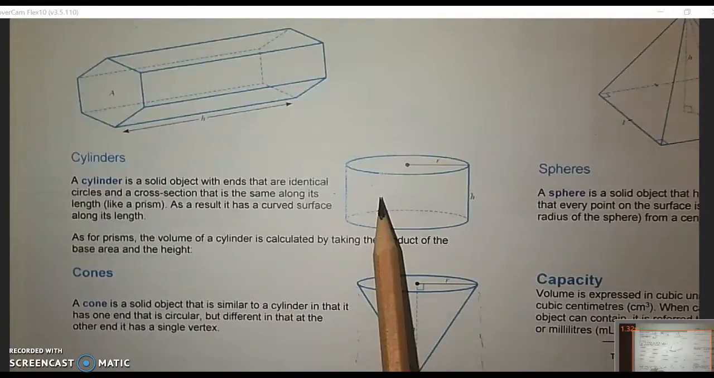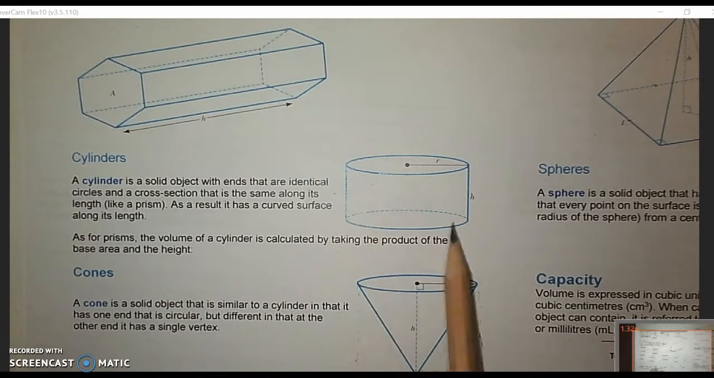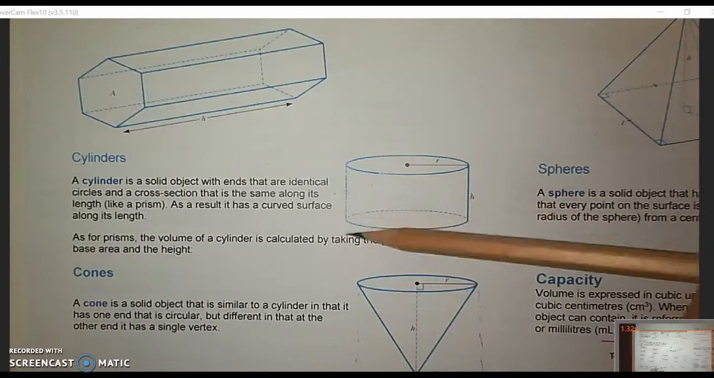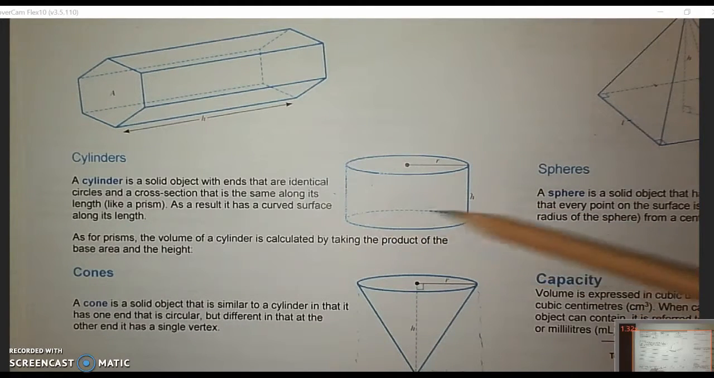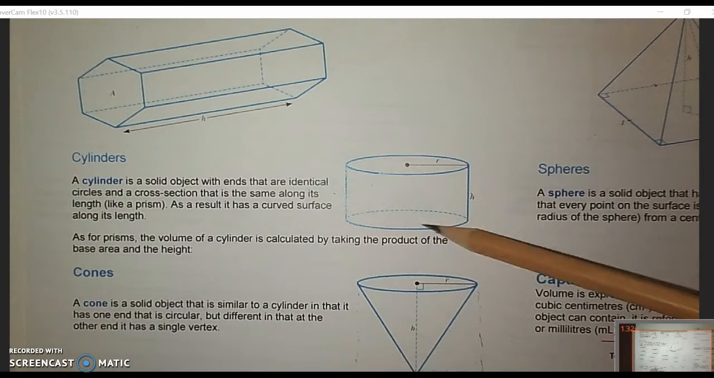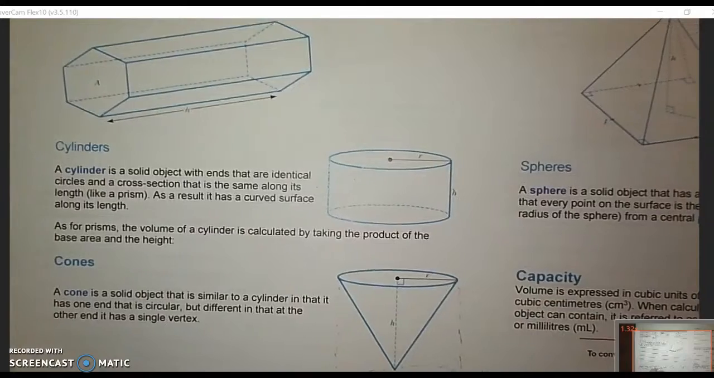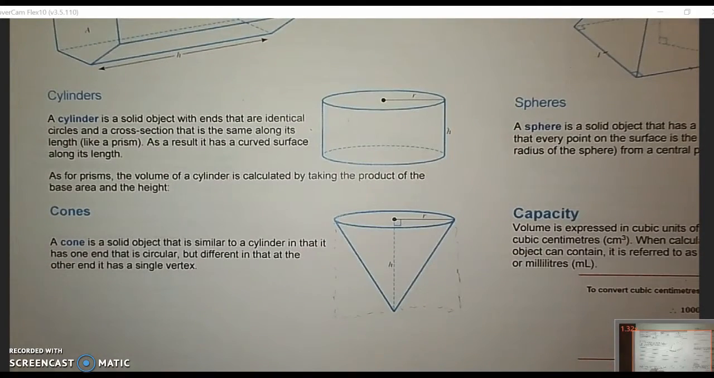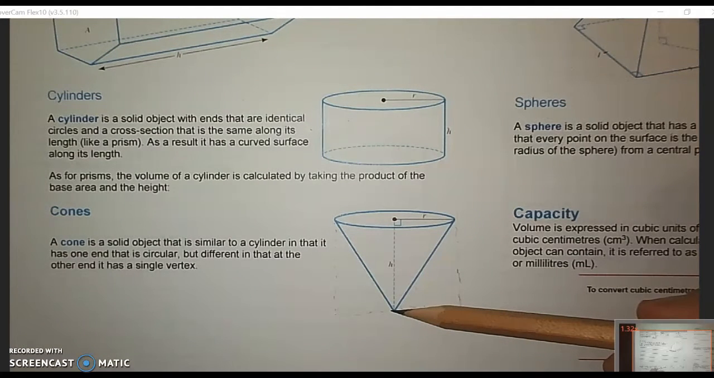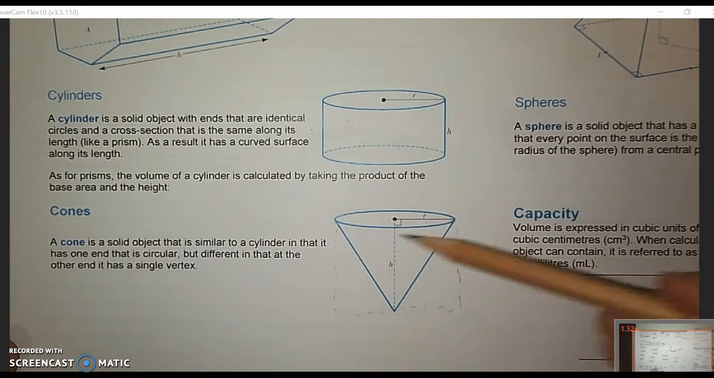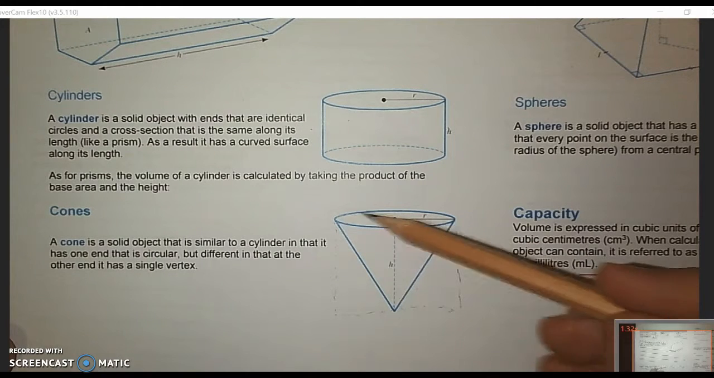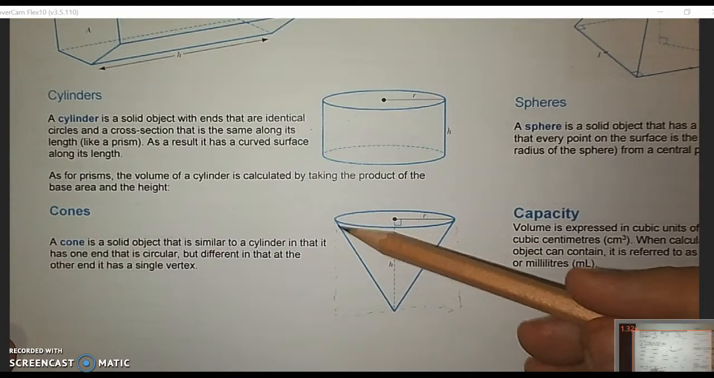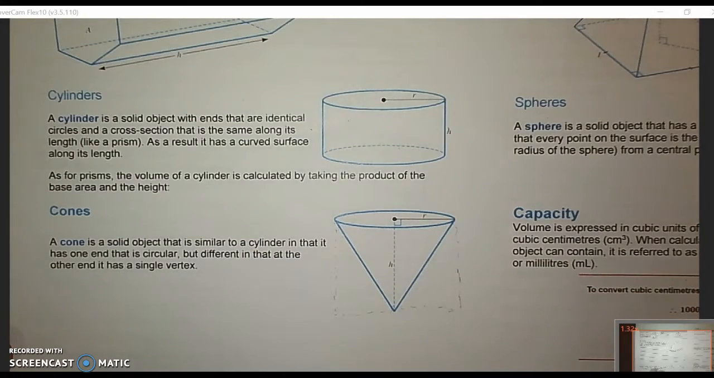is a solid object with circles at the top and bottom that is the same radius at the top and the bottom. So to work out the volume of this, we would work out the area of the base and multiply by the height. So a cone is similar to a cylinder, only it comes to an apex at one point here. So it has the base, and it doesn't matter which direction it's facing, whether it's this way or upside down. It has the base at the top that's circular, and it comes to a point.